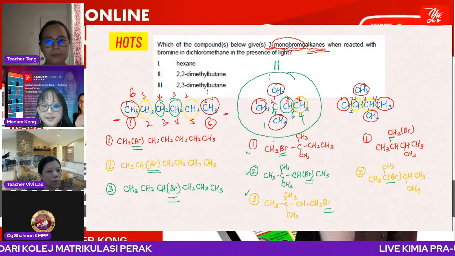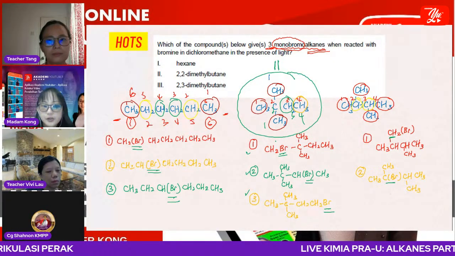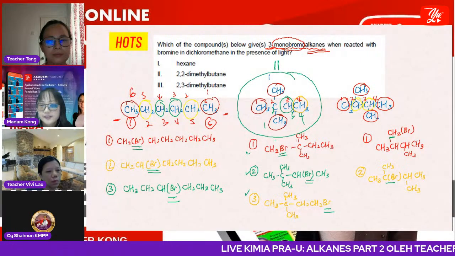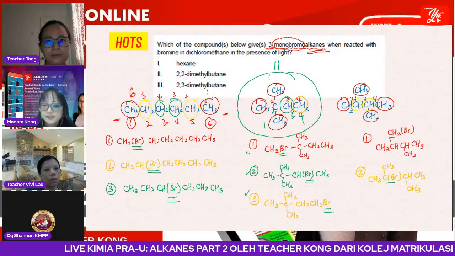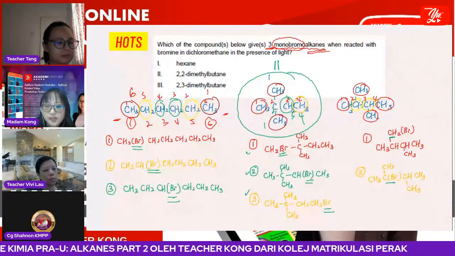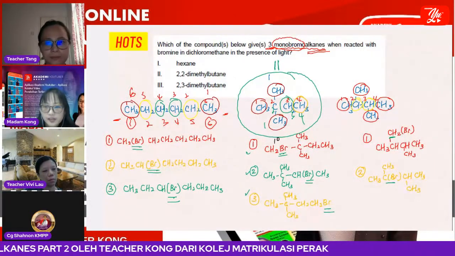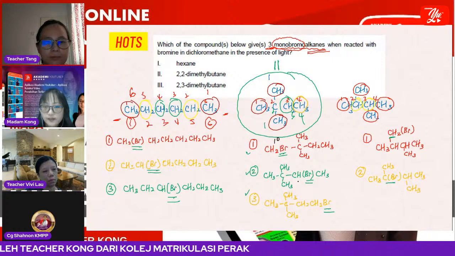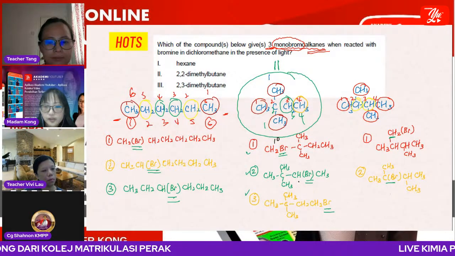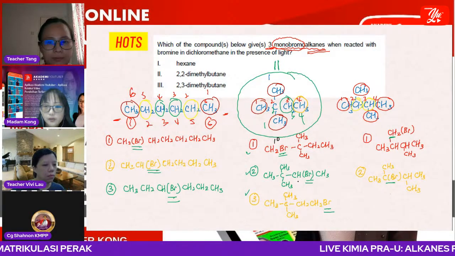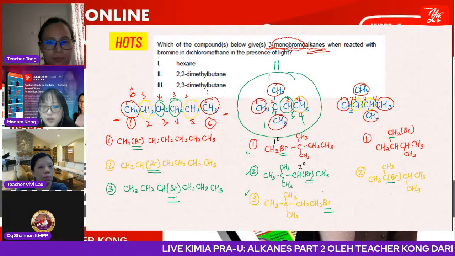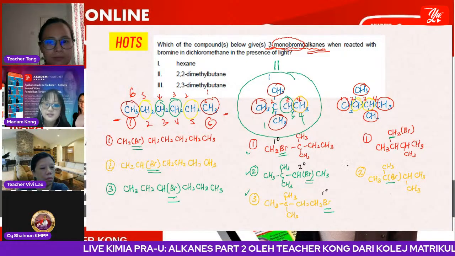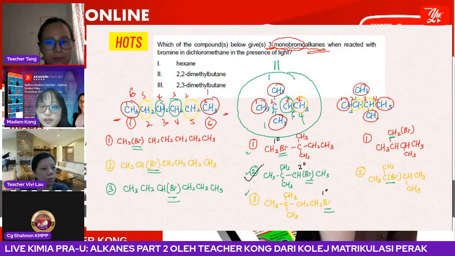You check for the class of haloalkane. Actually, you know already. This one is primary. Okay, you check for the number of carbon attached. This is secondary, and then this one is primary. So the answer is compound 2.